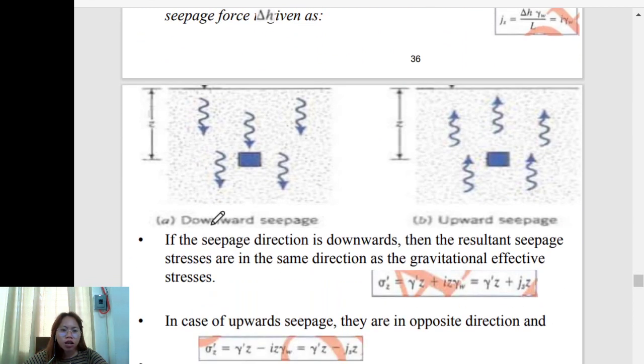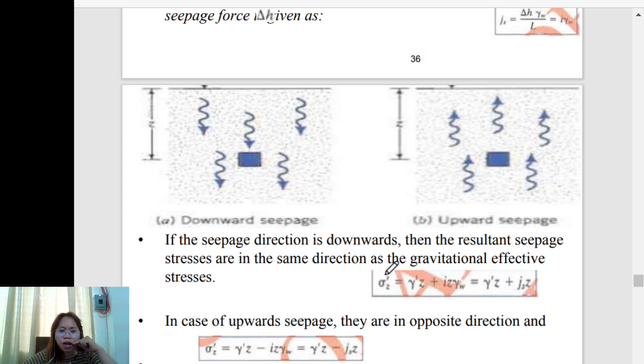So we have here the downward seepage and the upward seepage. If the seepage direction is downwards, then the resultant seepage stresses are in the same direction as the gravitational effective stresses. So for downward seepage, it means the same direction as the gravitational effective stress. So this is the formula.